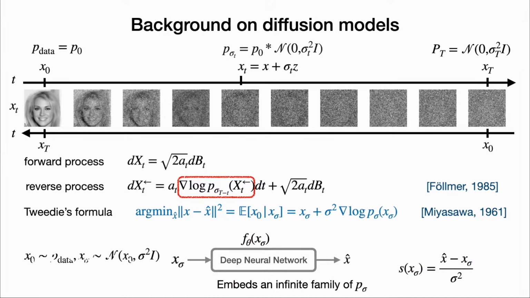Now, because we are in the era of deep nets, and learning a denoiser is just solving a nonlinear regression problem, we just throw a deep net at it and train it to minimize mean square error. It takes a noisy image, and the output minimizes the mean square error between the output and the clean image. Now when we have this denoiser, we have a very cheap, very easy way to compute the score, which is a very complex object. So this neural network embeds an infinite family of p sigmas in it.